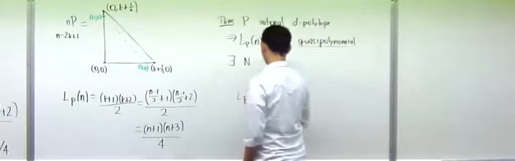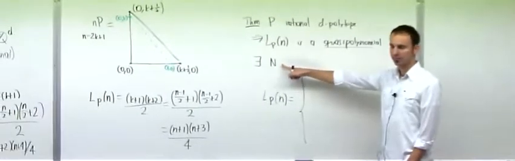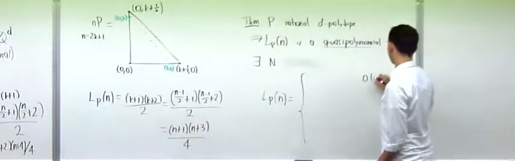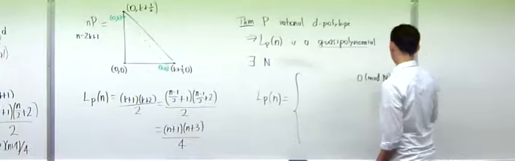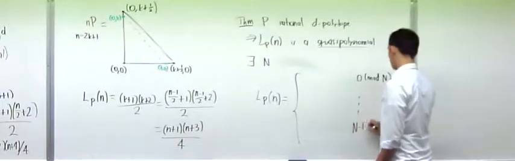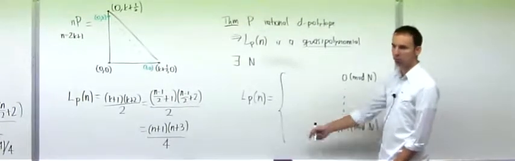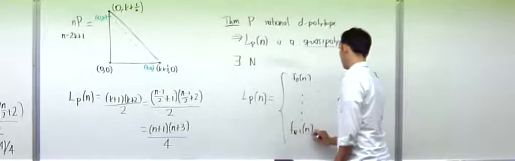basically if you want to know what this is, then it's going to depend on the congruence mod n. Okay? So just like here, it depends on whether n is even or odd. Here it's going to be depending on whether you're 0 mod n or n minus 1 mod n. Okay? And for each one of these things, you're going to have a polynomial, f0 of n up to f sub n minus 1 of n.